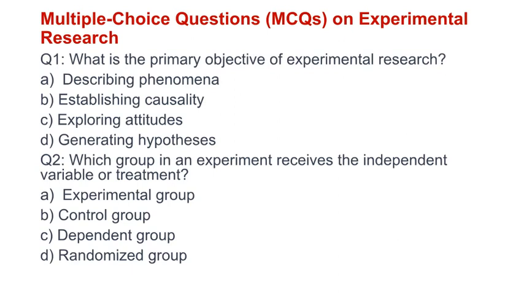Question 2 is, which group in an experiment receives the independent variable or treatment? A. Experimental group. B. Control group. C. Dependent group. D. Randomized group. Correct answer is A. Experimental group.